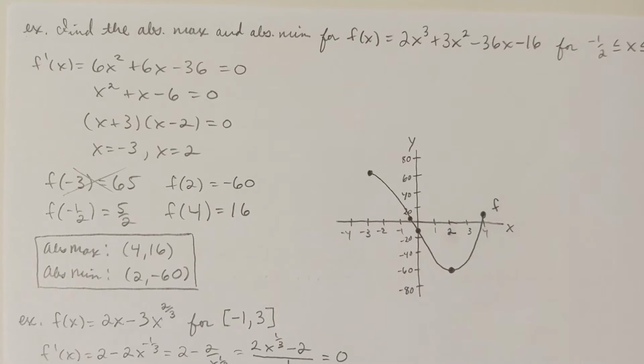So a lot of chapter 4 has to do with graphing, and how the derivative plays a role in sketching a graph, and how the second derivative also plays a role in that. We'll talk about that.